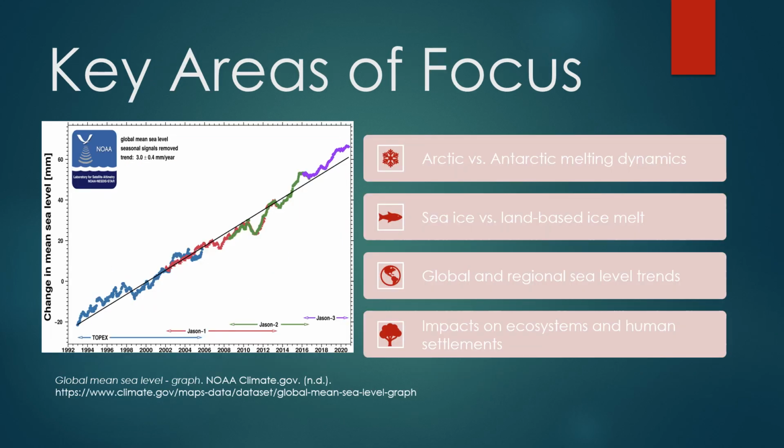A few areas that we are going to focus on are areas of concern when it comes to polar ice melt. First, we have to understand the various differences between Arctic and Antarctic melting dynamics. Then, we will circle over to the distinction between sea ice, which floats and doesn't raise sea level when it melts, versus land-based ice, which does. Rising sea levels are already being recorded both globally and regionally, and we're seeing significant impacts on ecosystems and human populations, especially in coastal cities. These major points will form the foundation for the rest of the presentation.